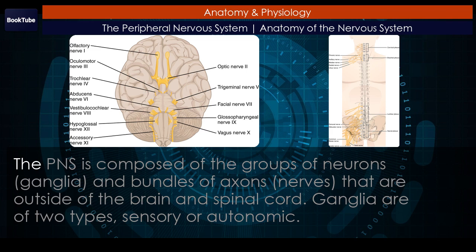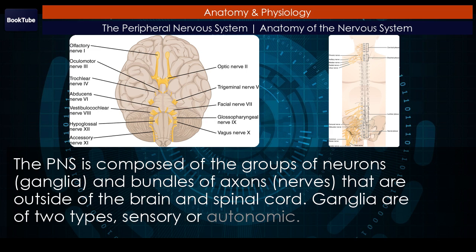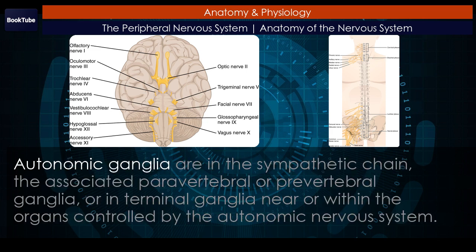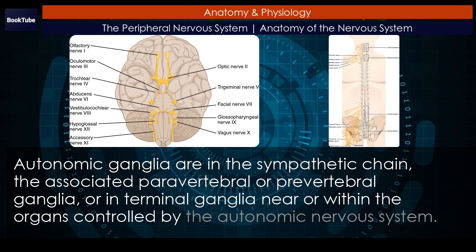Chapter Review. The PNS is composed of the groups of neurons, ganglia, and bundles of axons, nerves, that are outside of the brain and spinal cord. Ganglia are of two types: sensory or autonomic. Sensory ganglia contain unipolar sensory neurons and are found on the dorsal root of all spinal nerves as well as associated with many of the cranial nerves. Autonomic ganglia are in the sympathetic chain, the associated paravertebral or prevertebral ganglia, or in terminal ganglia near or within the organs controlled by the autonomic nervous system.